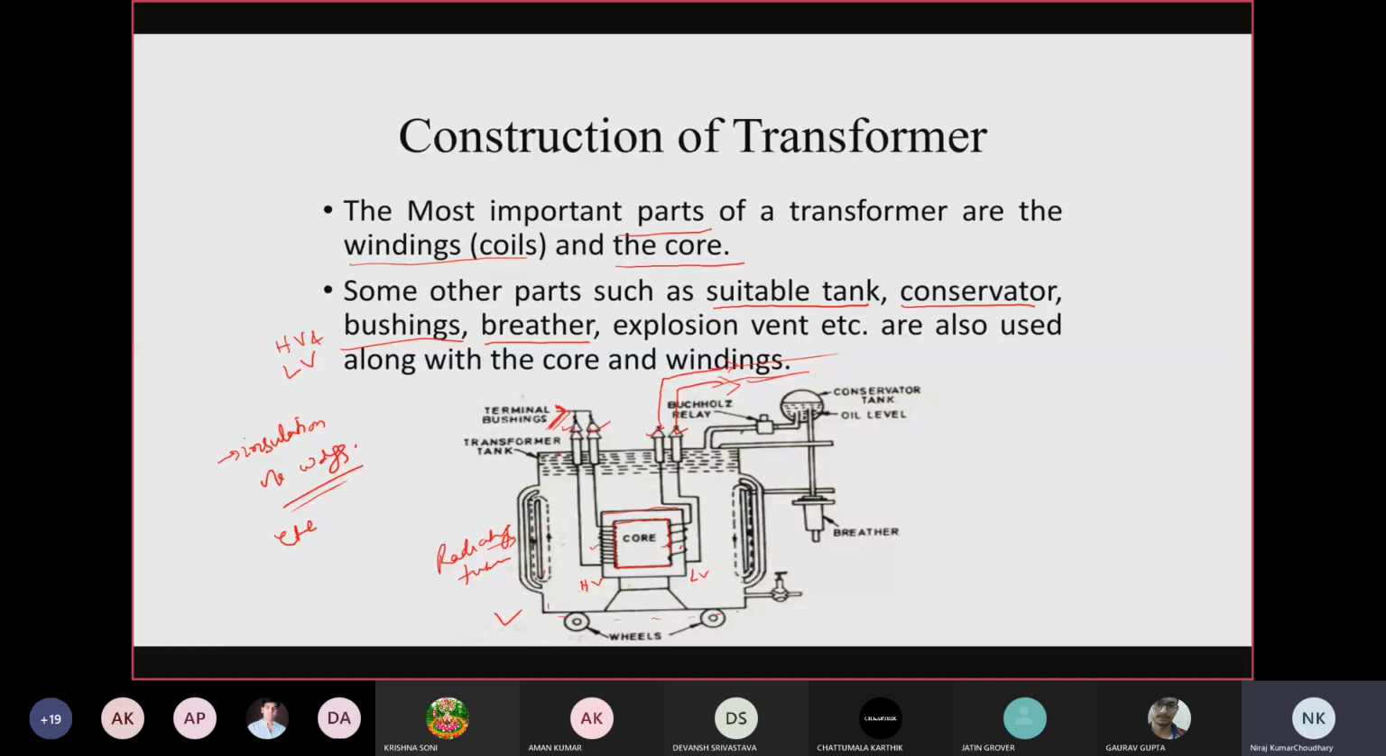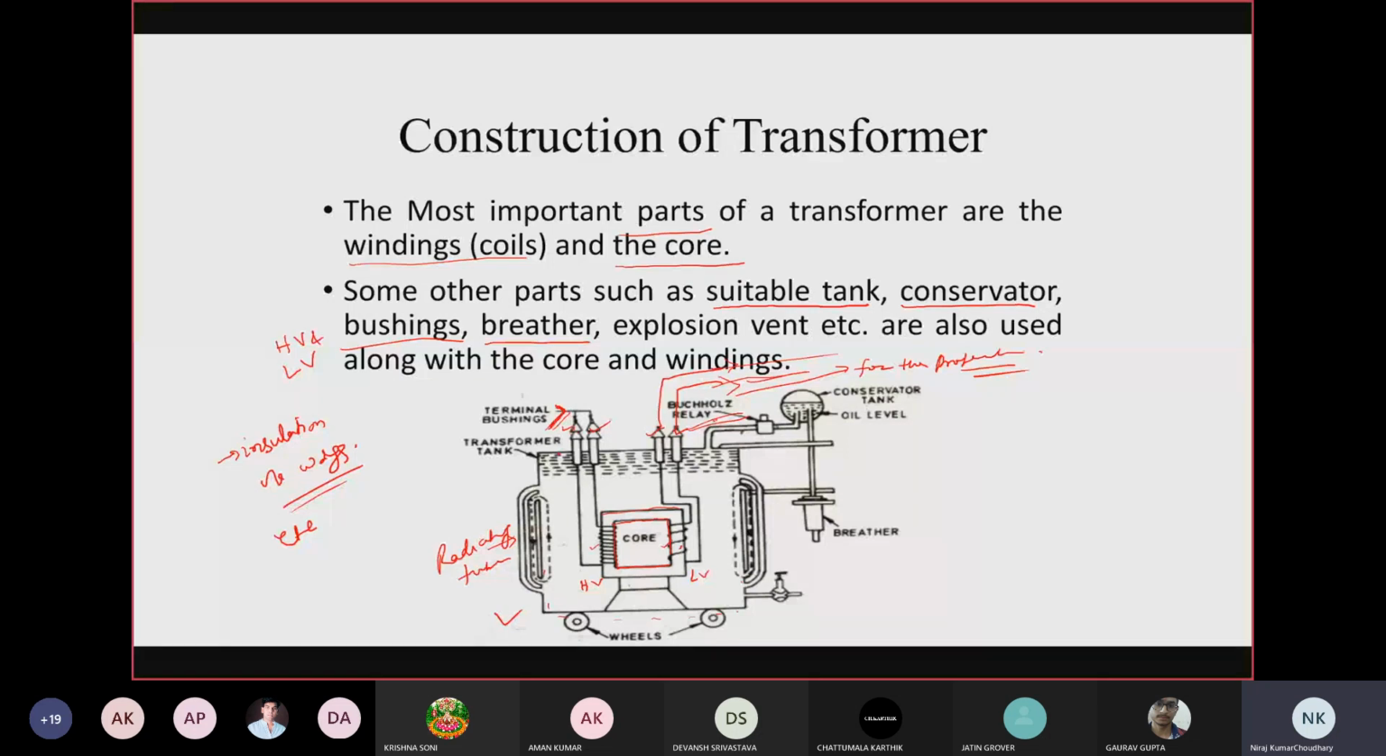And then here you can see an element or component of the Buchholz relay. The purpose of this Buchholz relay is to provide protection to the transformer against different types of internal faults taking place inside the transformer. So the Buchholz relay's purpose is from the protection point of view, right? It protects the transformer from both severe and incipient types of faults, right?